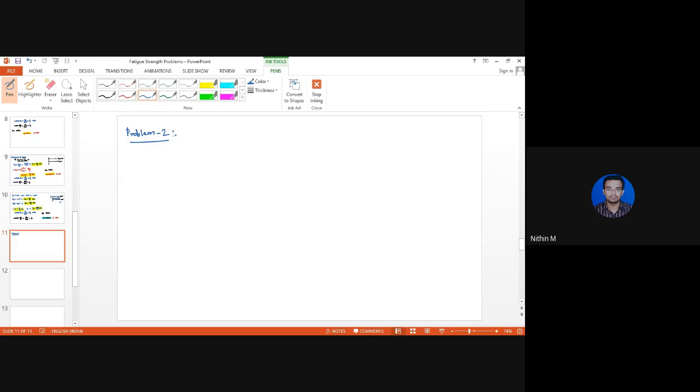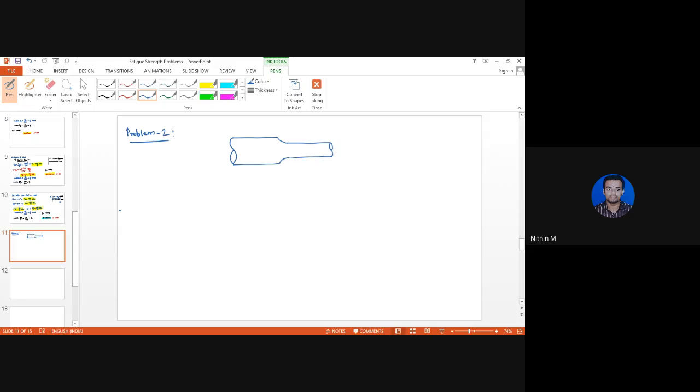Okay, so take the next problem. Sir, show the problem, sir. A stepped shaft as shown in the figure is subjected to a bending moment of 500 Newton meter clockwise and 300 Newton meter counterclockwise.